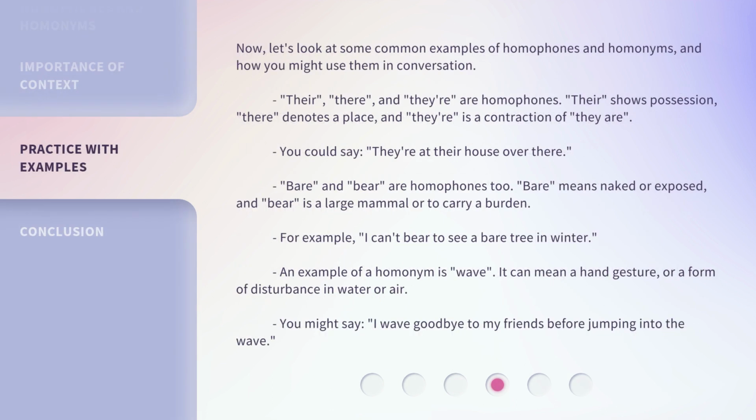Now, let's look at some common examples of homophones and homonyms, and how you might use them in conversation. There, their, and they're are homophones. Their shows possession, there denotes a place, and they're is a contraction of they are. You could say, they're at their house over there.